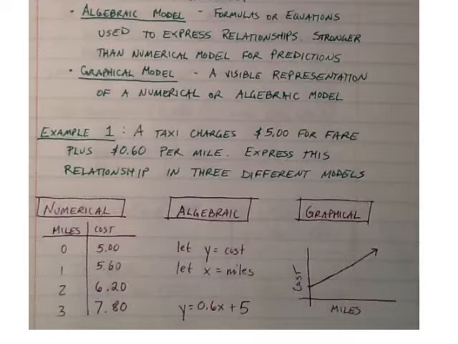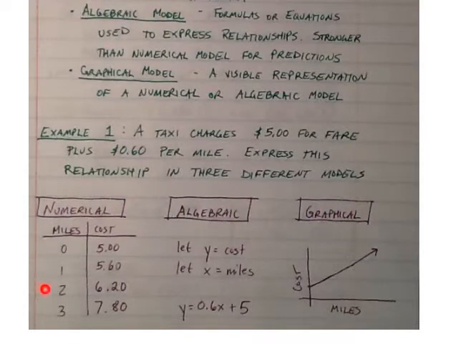So here's an example of some sort of question that relates to this. A taxi charges $5 for fare plus 60 cents per mile. So we're told about a phenomenon, and we need to express this relationship in three different models: the numerical, the algebraic, and the graphical.